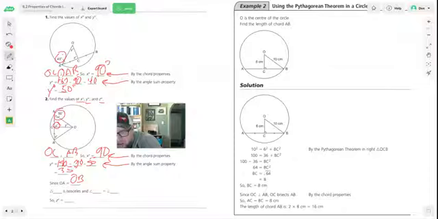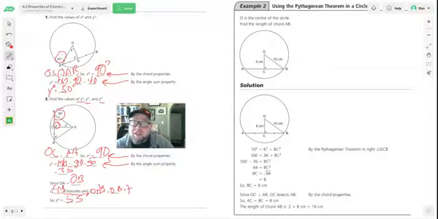Now it says since OA equals line OB, and triangle AOB is isosceles, then the angles OAB and OBA are equal to each other. Z is going to be 55 degrees. So that's what that's talking about right there when they're talking about chord properties and angle sum properties.